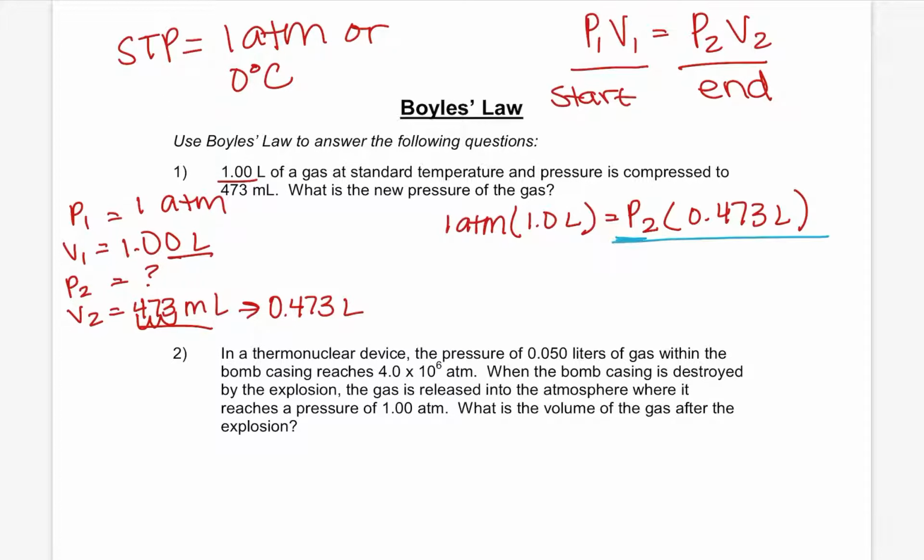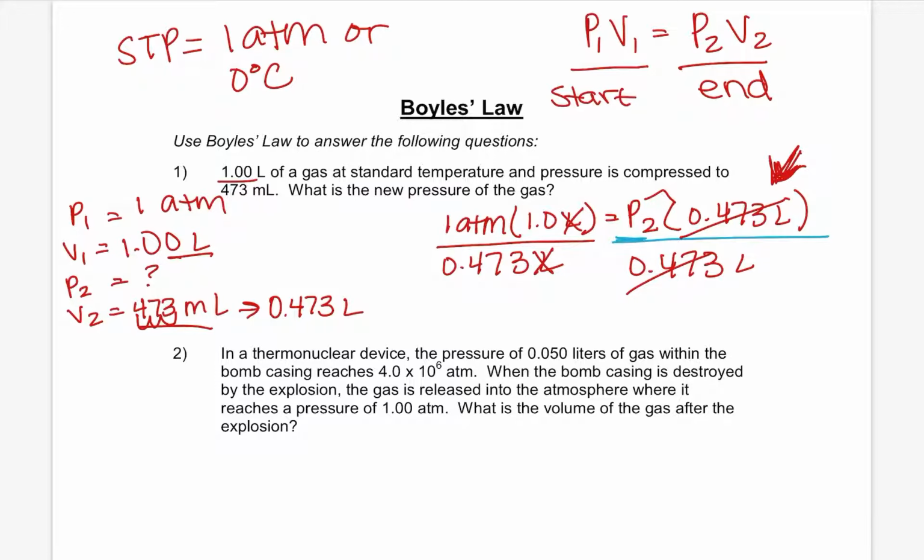So what we're going to do is send this volume over to the other side. Since these two are multiplying each other, you get rid of this by sending it over dividing. So you're going to do 0.473 liters, and that cancels with this. You do the exact same thing on the other side, 0.473 liters. You're dividing by liters and multiplying by liters, so that cancels, and you're left with ATMs.